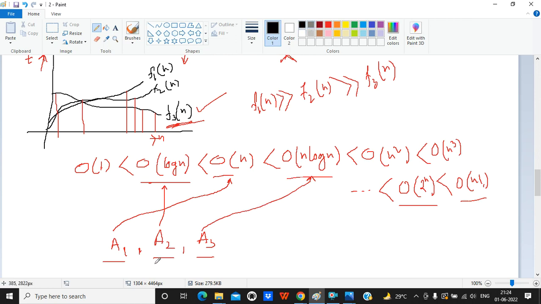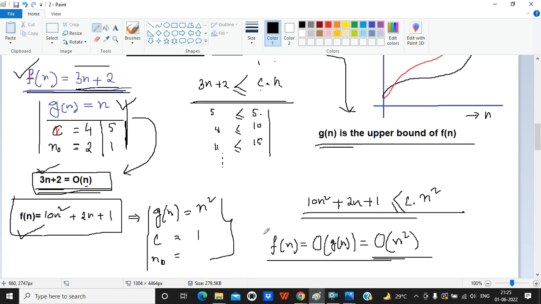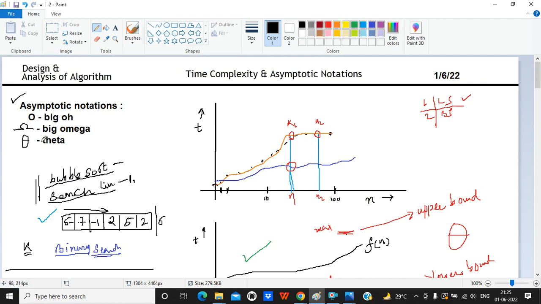You will take big O of log n, because this is showing the least rate of growth. It means for higher values of n, this algorithm will give me the output in the least amount of time, a very short amount of time. So this is the case you have to consider, and we have done this with big O notation.